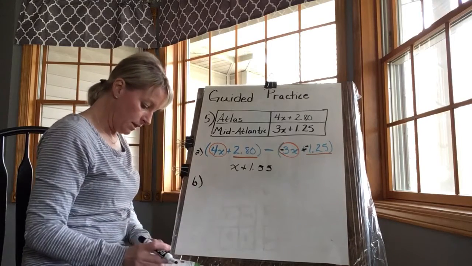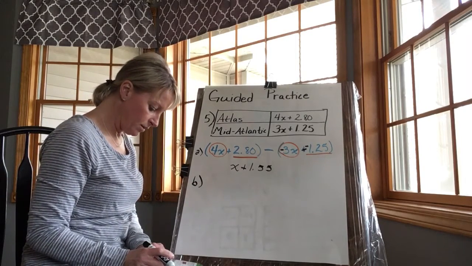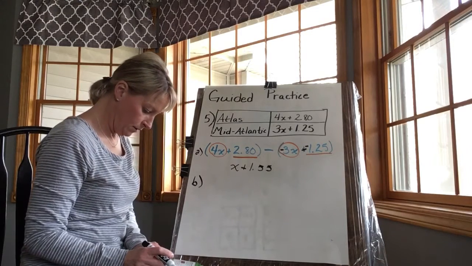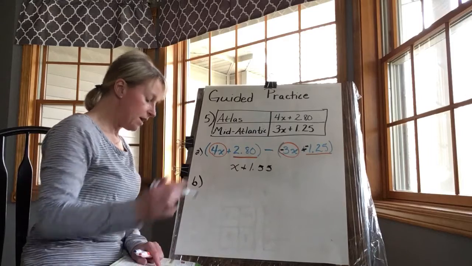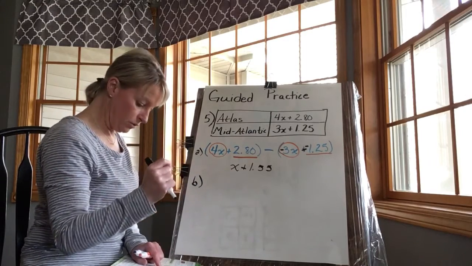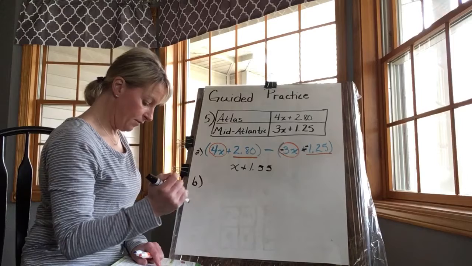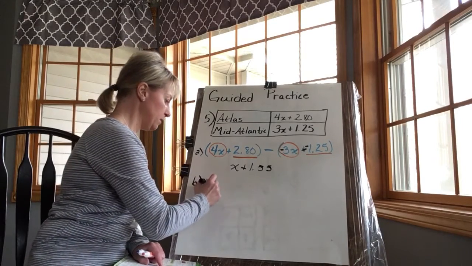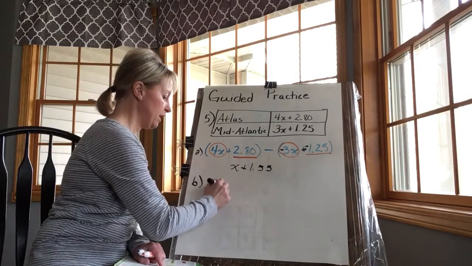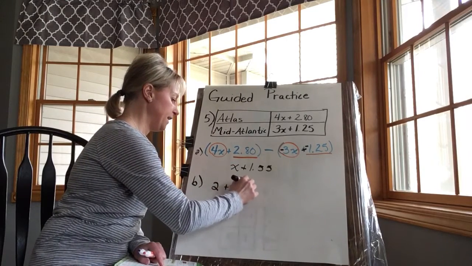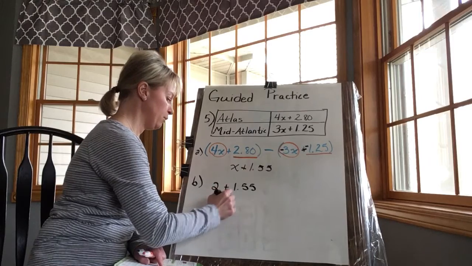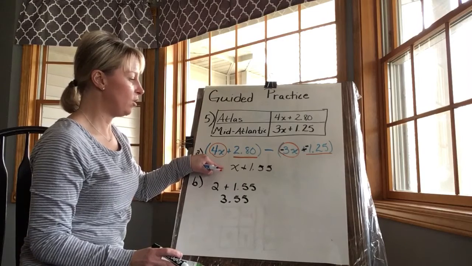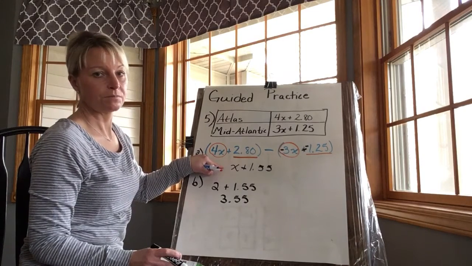Part B says, if an item weighs 2 pounds, how much more does Atlas charge for shipping it? Okay, if it's 2 pounds, you just put 2 plus 1.55, which then would be 3.55, and that's your final answer because you solved this problem.